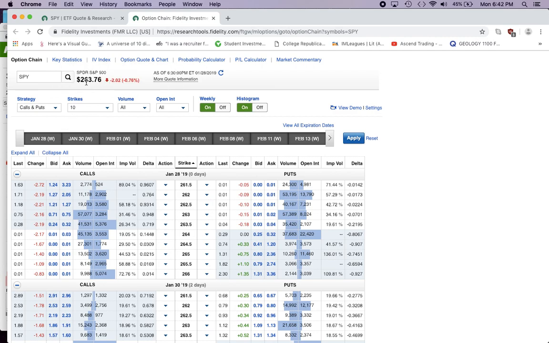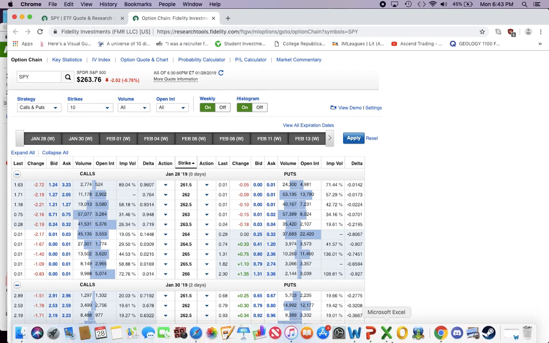So the SPY closed at 263, so just real quick, I'll go over it. 262 would be in the money on calls, and 262 would be out of the money on puts. For puts, 265 would be in the money, and for calls, it would be out of the money, because calls are going up and it hasn't reached that price yet, so it's not in the money, it's not making money, and puts are going the opposite way.